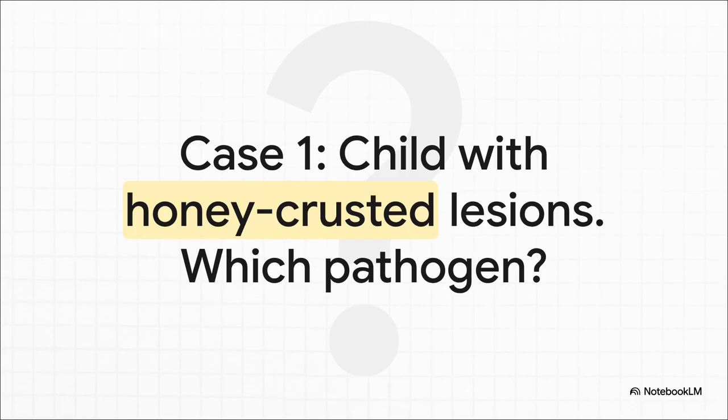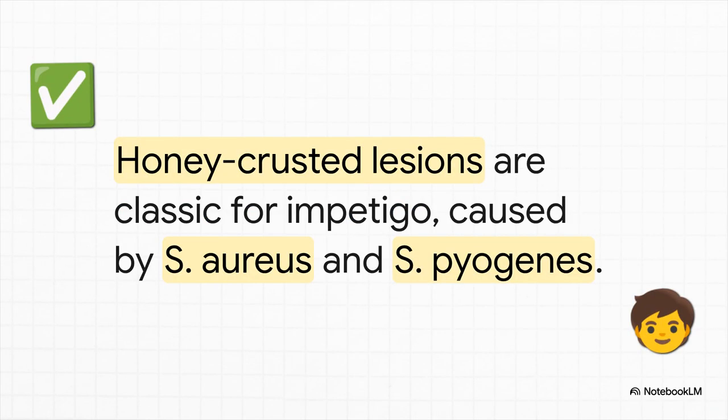All right, time for a quick case. Case 1. A child comes in with those classic honey-crusted lesions on their face. So, which pathogens are at the top of your list? And the answer is B. Those honey-crusted lesions are the dead giveaway for impetigo. And that means you're primarily thinking Staphylococcus aureus and Streptococcus pyogenes.